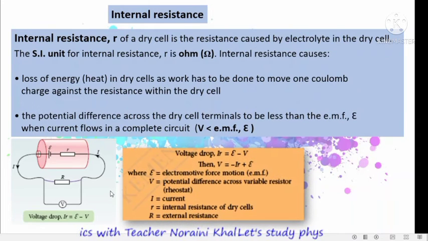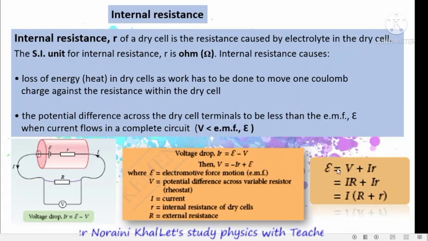Okay, let's look at the formula. Voltage drop, I times small r, equals EMF minus V. Just rearrange, so we get V equals negative Ir plus E. I hope you know all the symbols here. This symbol is for electromotive force, EMF. V, potential difference across the rheostat. I, current. Small r, internal resistance. Capital R, external resistance. So from here we can rearrange the formula. Thus we get EMF equals V plus I small r.